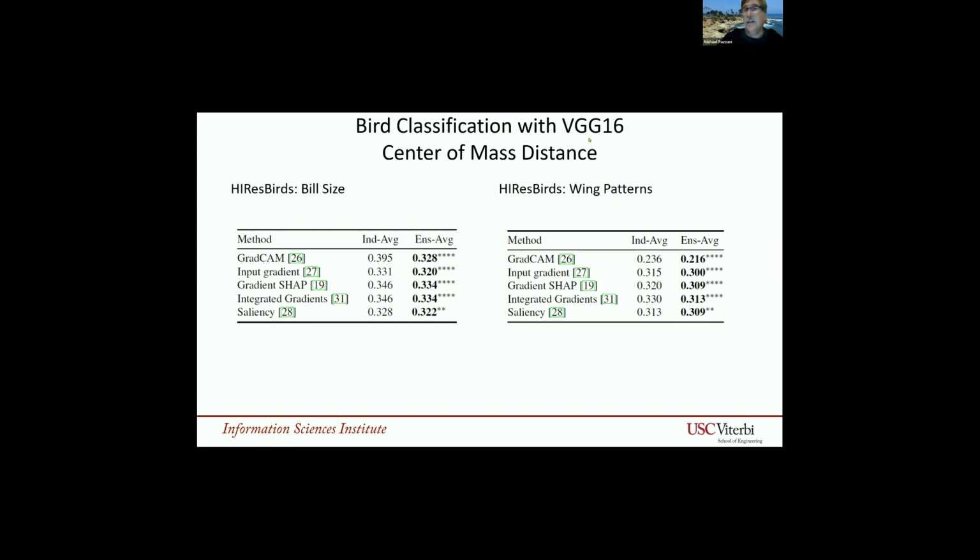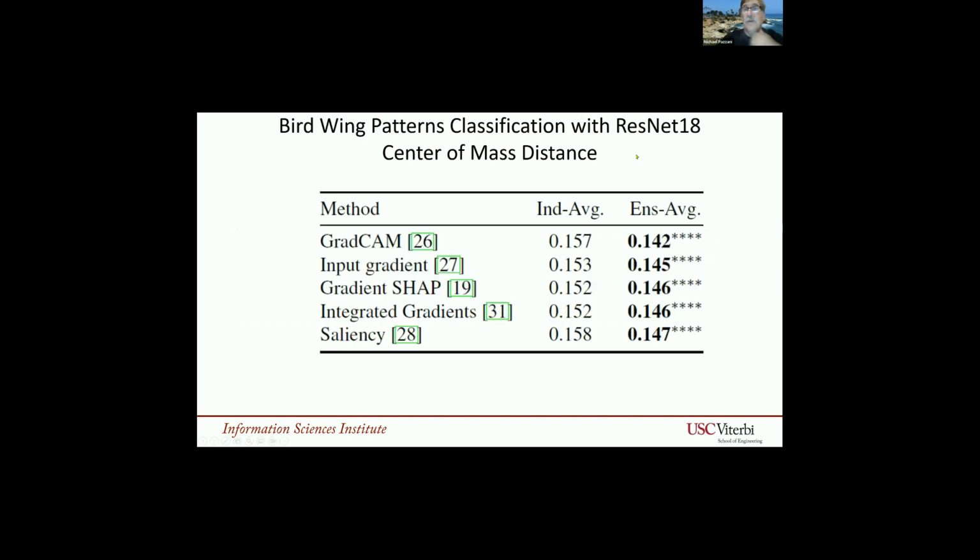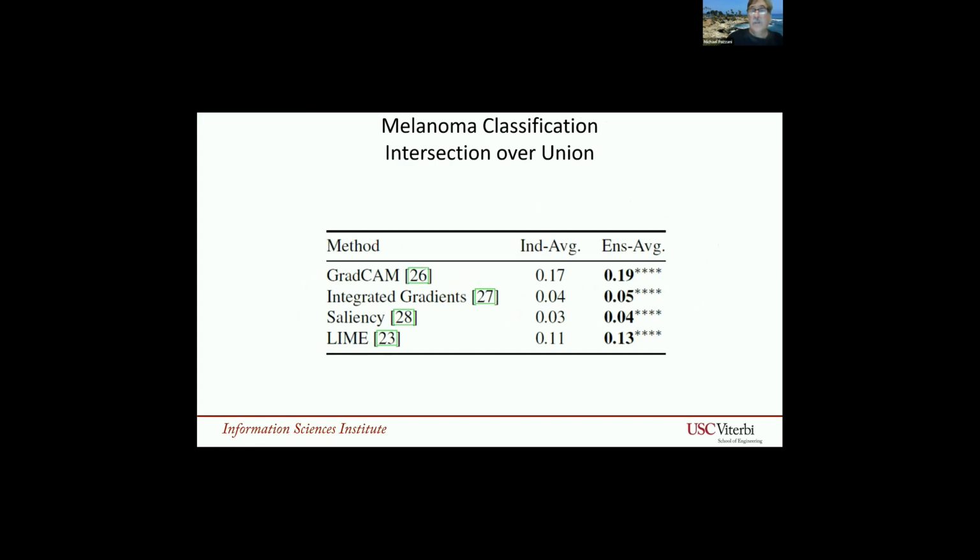And this is using the VGG neural network architecture. We've also tried doing this with ResNet, a different architecture. And again, in this case, the ensemble has a better accuracy of the explanation than just using one individual neural network. And then for melanoma classification, this is using intersection over union, where higher is better. And in this case, the ensemble, again, has a better result on this metric for 4 different explainable AI algorithms than looking at individual networks.